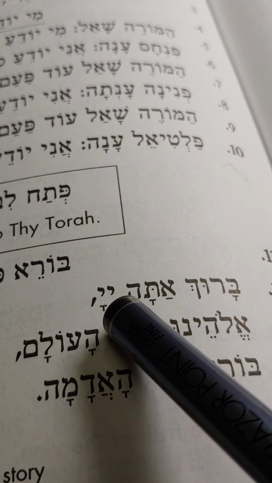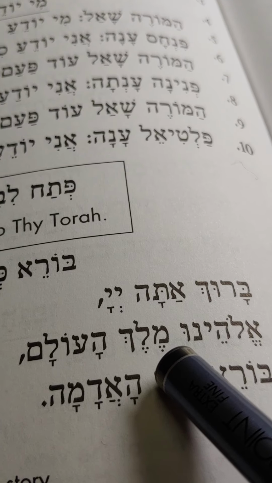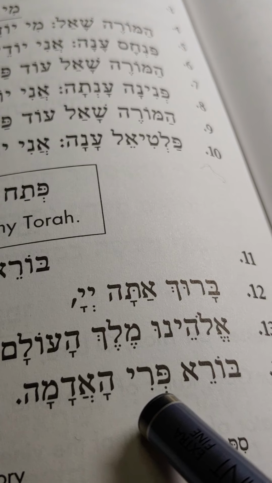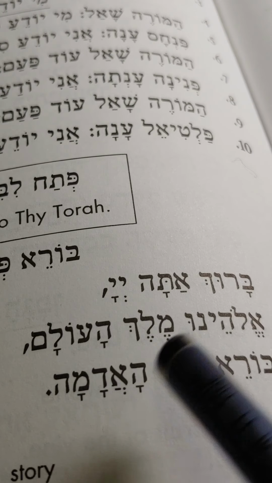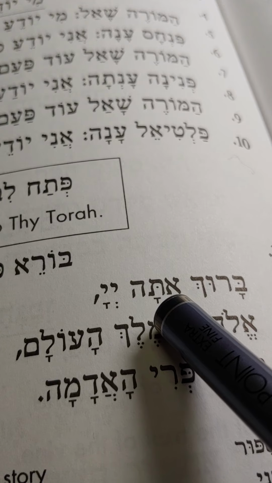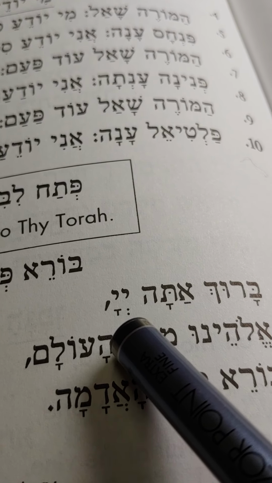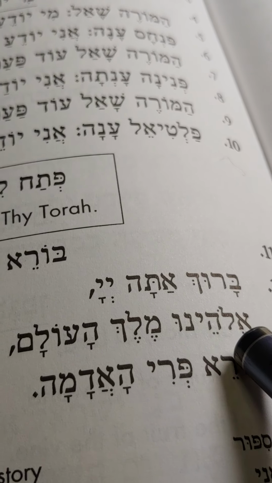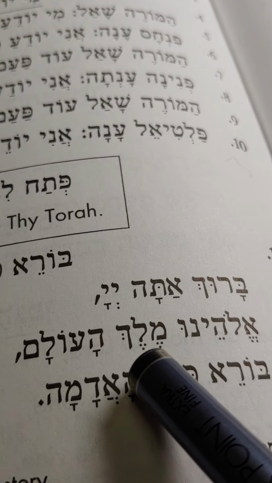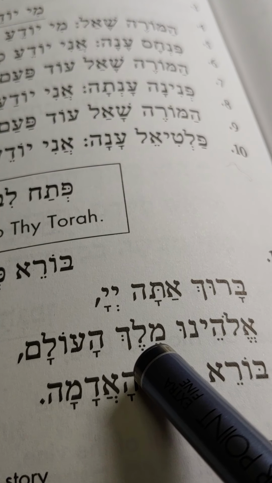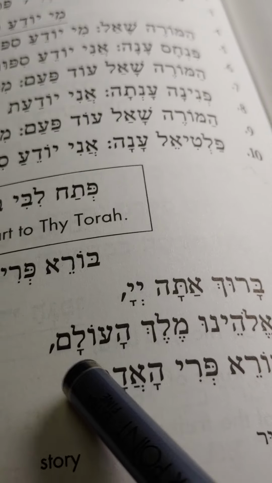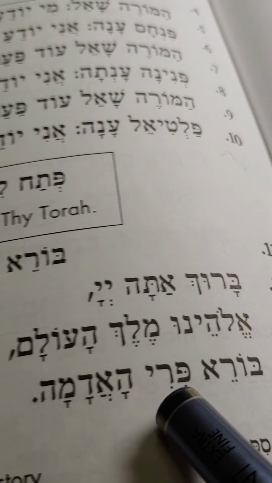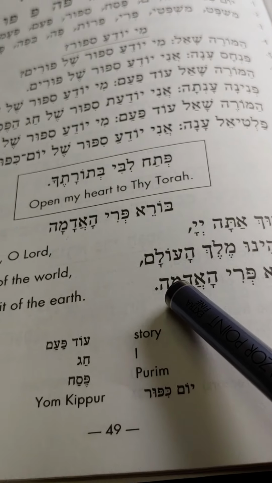Baruch atah Adonai Eloheinu melech ha'olam borei pri ha'adama. Baruch, blessed. Ata, art thou. Adonai, O Lord. Eloheinu, our God; nu means our. Elohim, God. Melech ha'olam, king, sovereign, ruler. Ha'olam, the universe, all infinity. Borei, creator of. Pri, the fruit. Ha'adama, the earth, the ground.